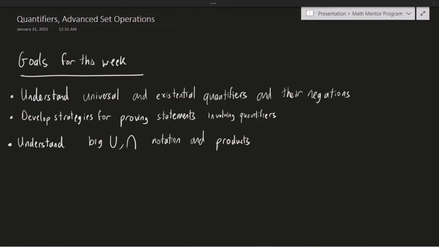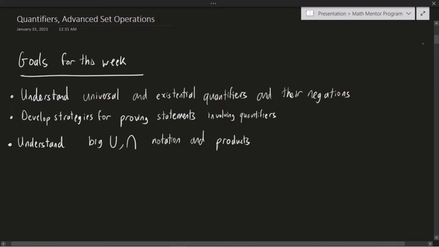In the last few weeks, we've spent a lot of time building up a basis of logical symbols and how we can manipulate them to prove interesting things about mathematics. This week, we will complete this task by adding in universal and existential quantifiers and discussing how they can be proved and how their negations can be proved. The last step in building our set theory knowledge is understanding big union, intersection, and product notation. We will cover all those in the next video.